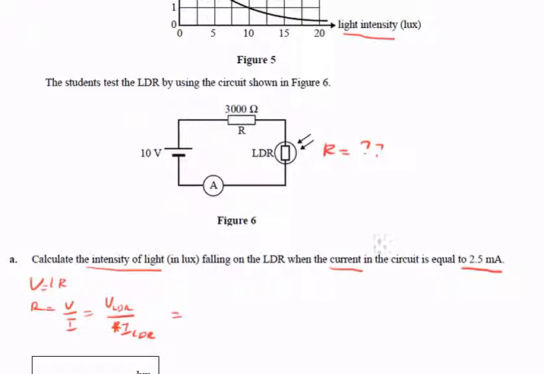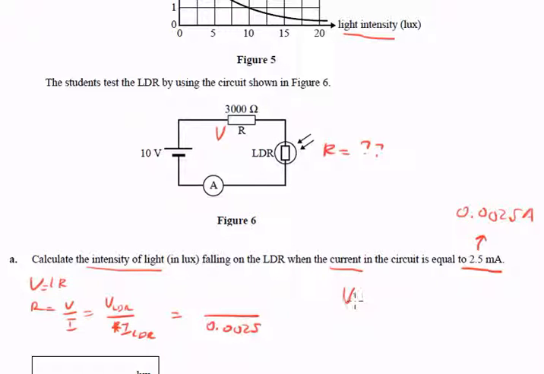We know what the current in the LDR is, 2.5 milliamps, which in amps is 0.0025 amps. But we don't know what the voltage is, damn it. Well, let's start by figuring out the voltage in this one, because if 10 volts is used here, and say we find that 5 volts is used there, there must be 5 left over for the other. So we can do that.